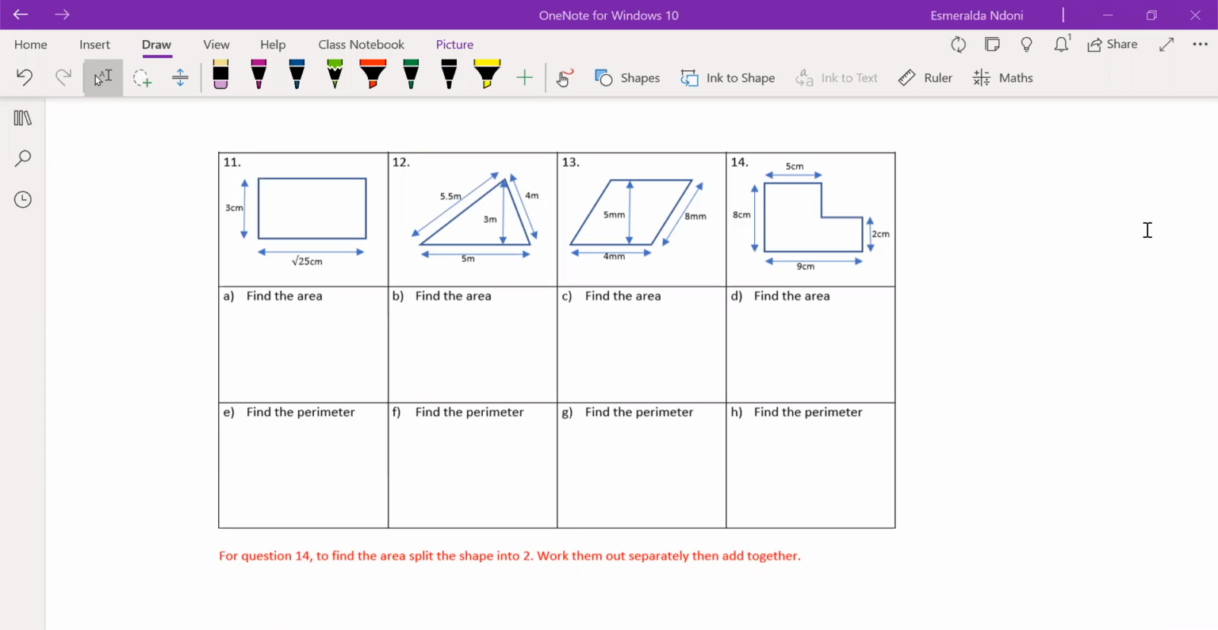We are on to question 11, which asks us to find the area of this shape. You ask yourself what shape it is. It's a rectangle. Area for a rectangle is found with the formula area equals base times height. Then all we have to do is substitute those numbers in. Base is square root of 25 times height, which is 3. We know that square root of 25 is 5, times 3, and the answer is 15 centimeters squared.